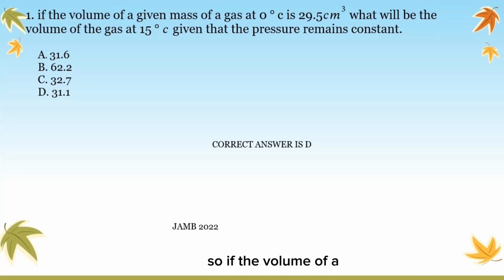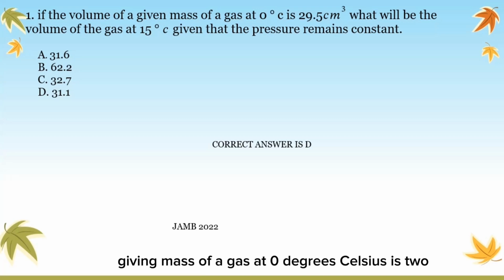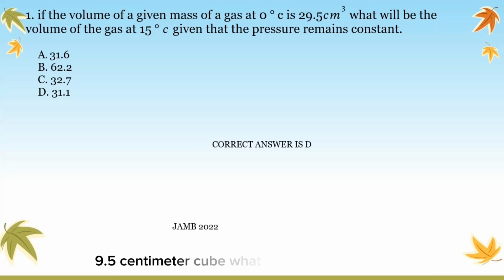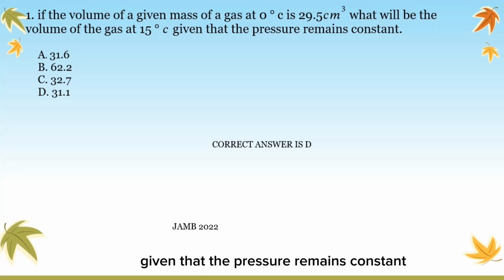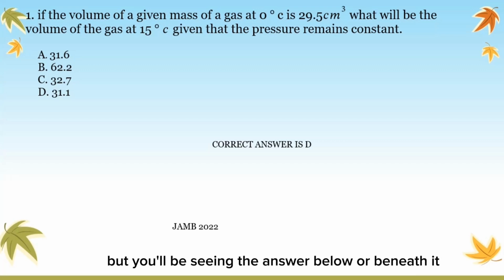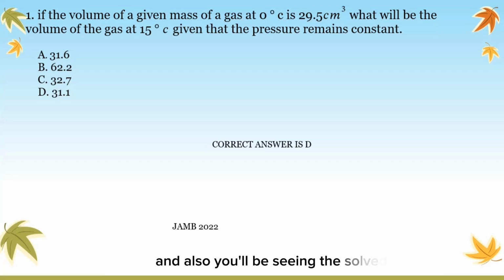If the volume of a given mass of a gas at 0 degrees Celsius is 29.5 centimeter cube, what will be the volume of the gas at 15 degrees Celsius, given that the pressure remains constant? Anytime you hear them saying the pressure remains constant, you have to know that they are dealing with Charles law. Although I won't be mentioning the options, you'll be seeing the answer below it, and also the solution to the equations.